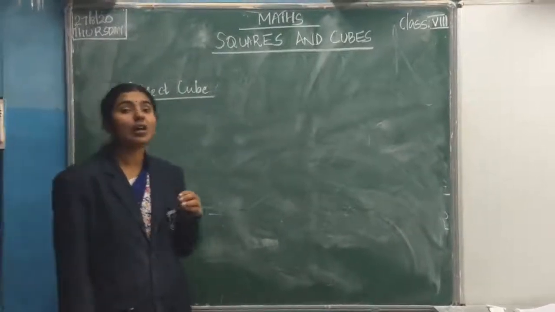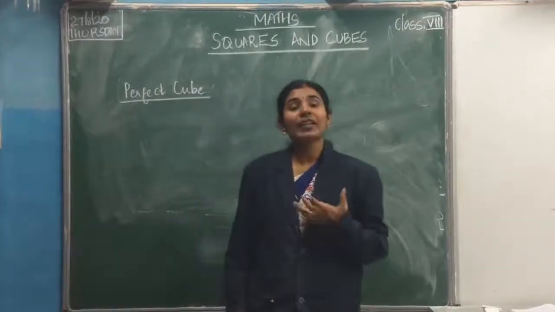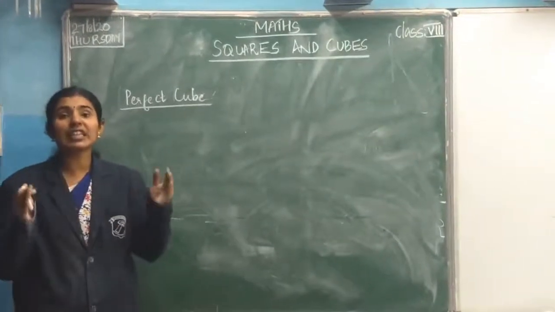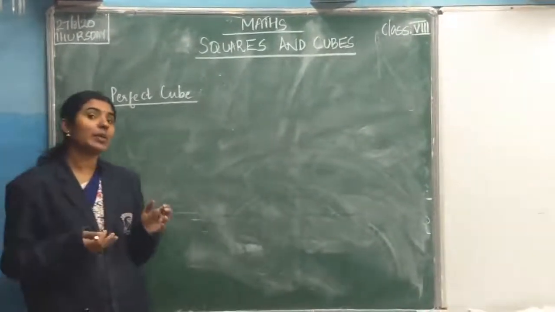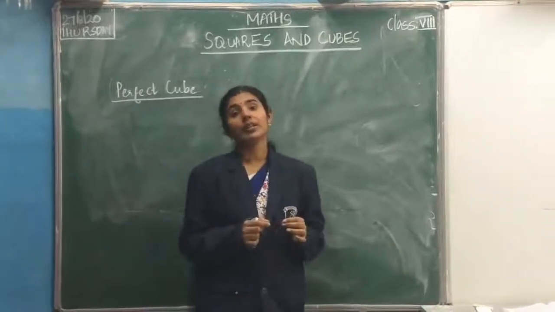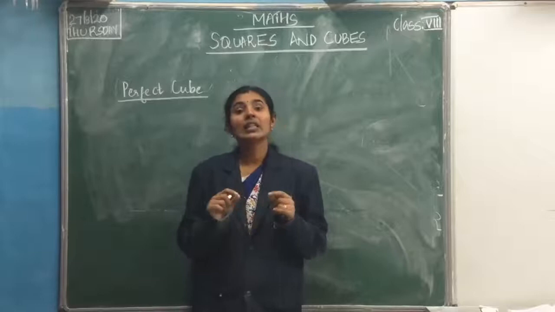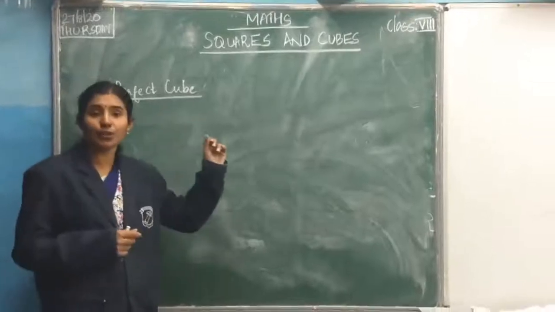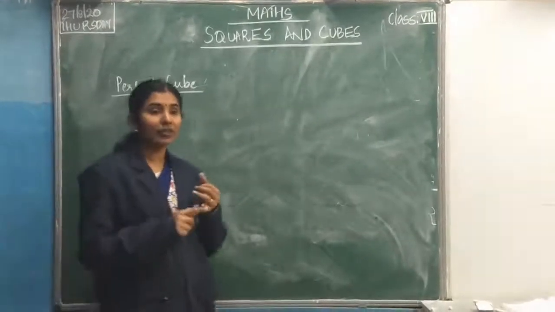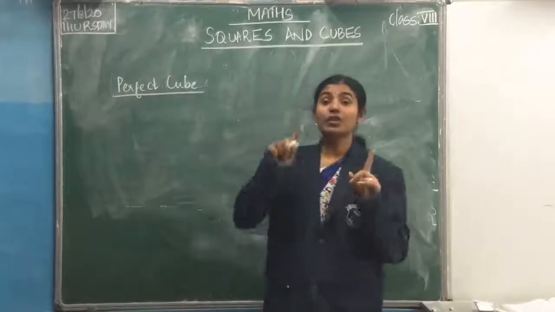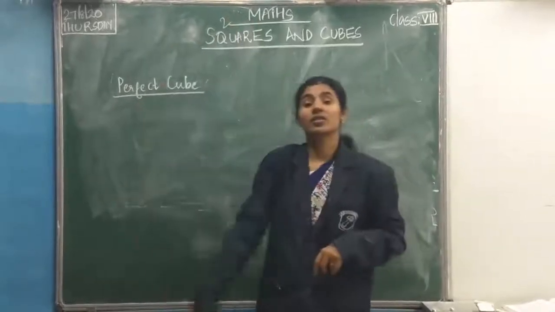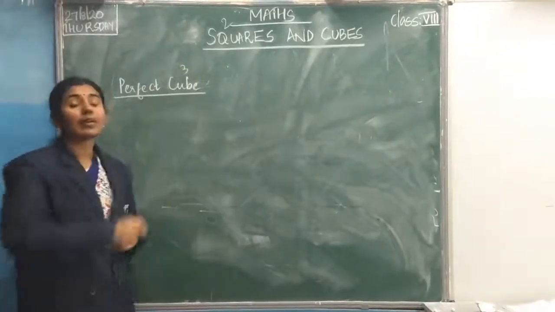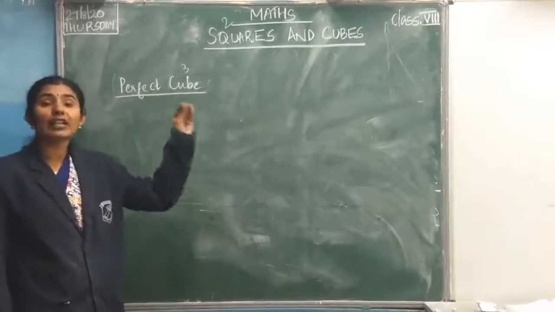You should know how to find a perfect cube. What is meant by a perfect cube? When you are given a number, multiply it 3 times. What you get, that answer we call a perfect cube. What is a square? Yesterday, when you are given one number and multiply it 2 times, that is a square. So a perfect cube means when you are given one number, you multiply it 3 times, and you will get the perfect cube.